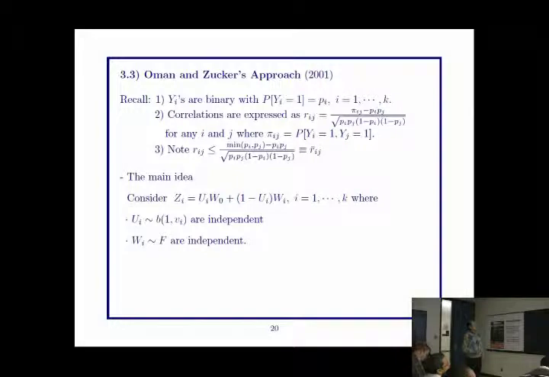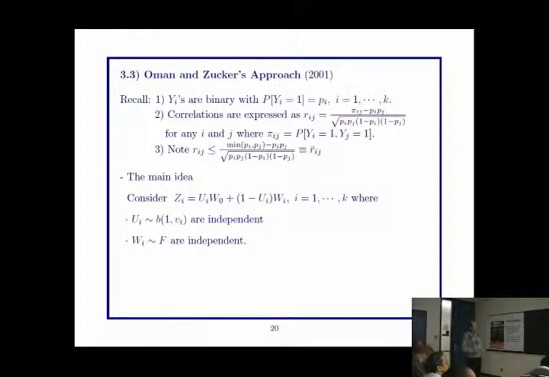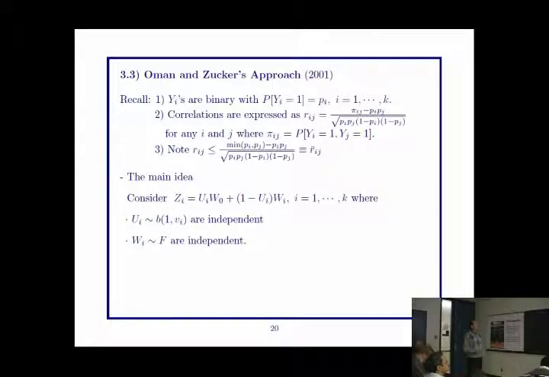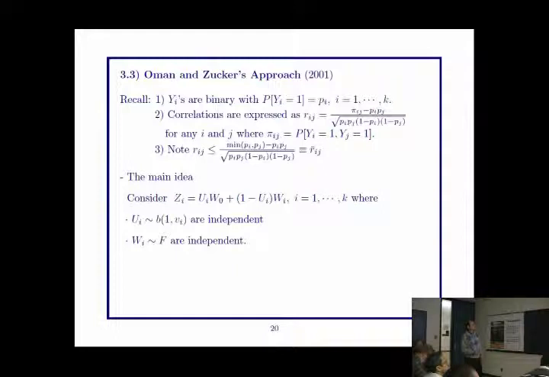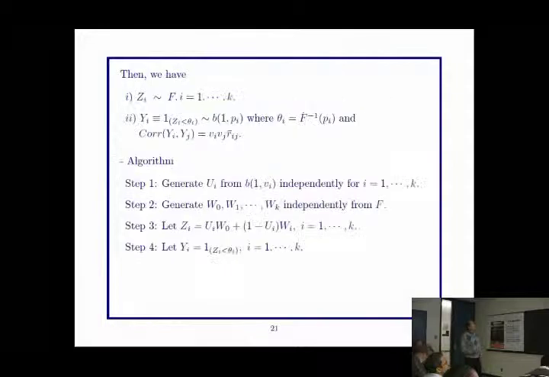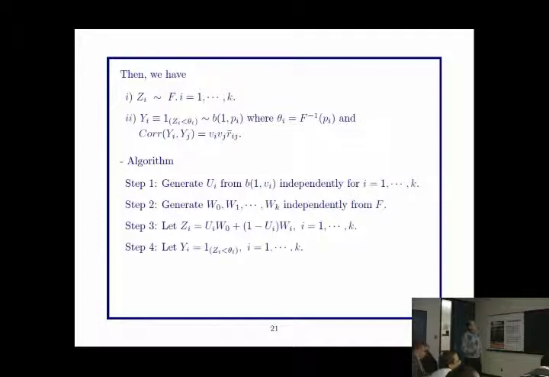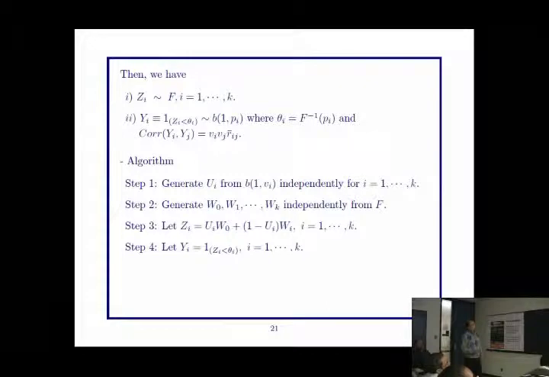So ui is binary with probability vi, the probability that ui is equal to 1, and wi is iid from an arbitrary distribution f. Then this zi is also a random variable having this distribution. Okay, so then you only indicate that. Now, if you indicate in this way, of course, this theta i is the quantile value. Then you have this relation.